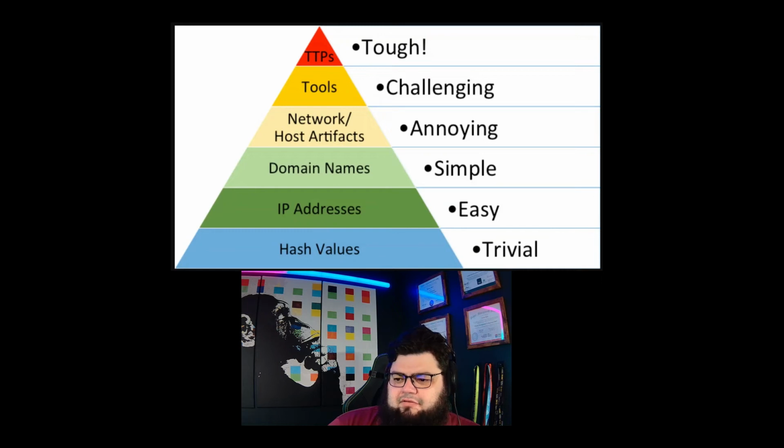So tonight we're going to be talking about the pyramid of pain. The pyramid of pain, for those who aren't familiar, is a model that was come up with by a guy named David Bianco, and what it's meant to do is demonstrate the ability to detect and use different types of IOCs, or indicators of compromise, in your detection capability.